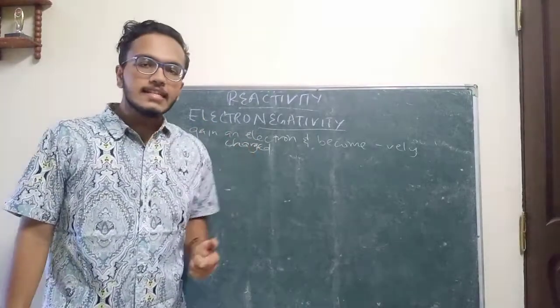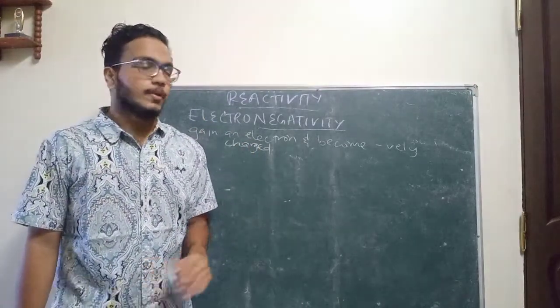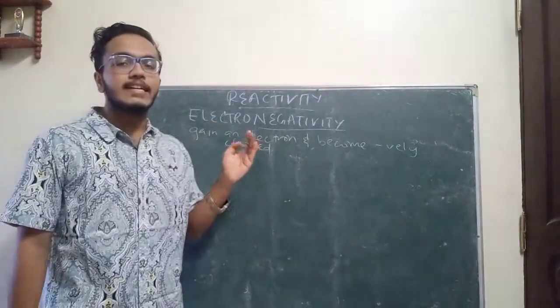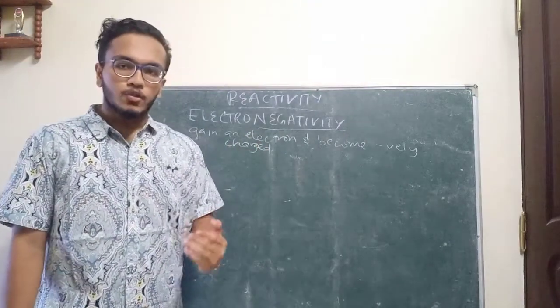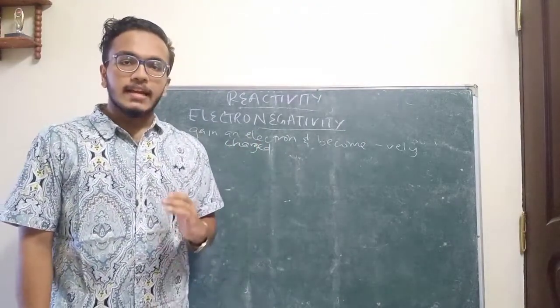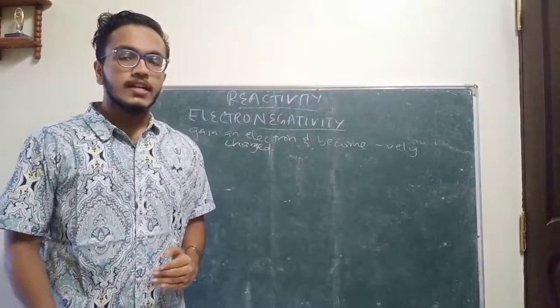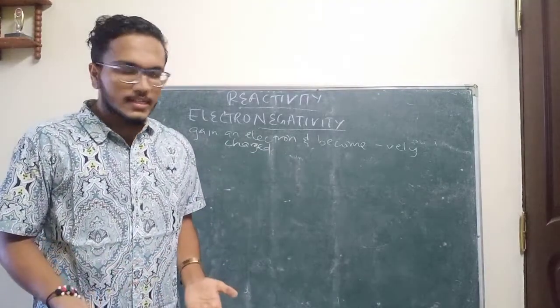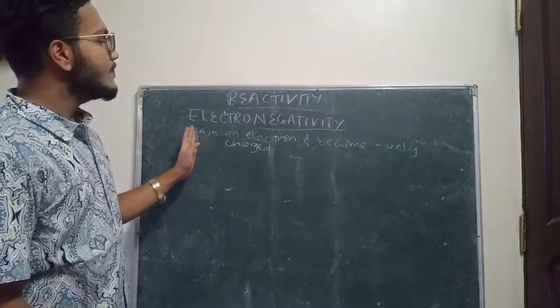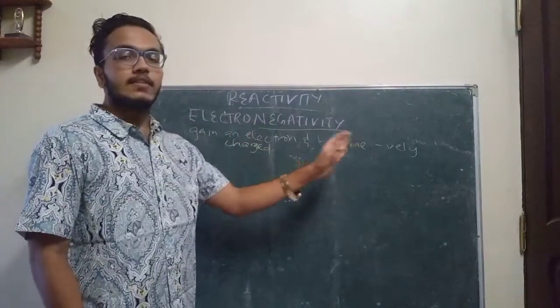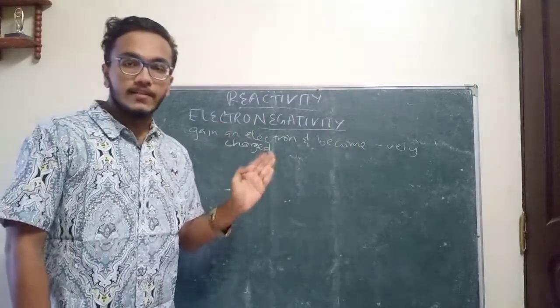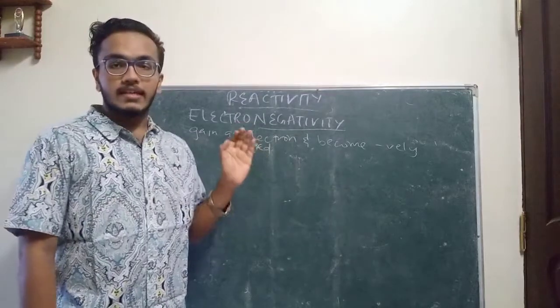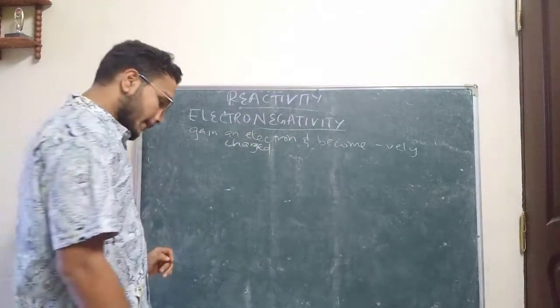Electronegativity, does it increase down the group or decrease down the group? Electronegativity also decreases down the group. Why? Due to an increase in atomic radius, hence weaker nuclear force of attraction, the valence electron cannot be easily gained. So it is difficult to gain an electron and become negatively charged. So the electronegativity of an atom in halogens decreases down the group.